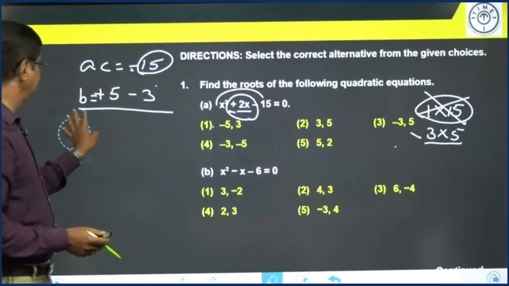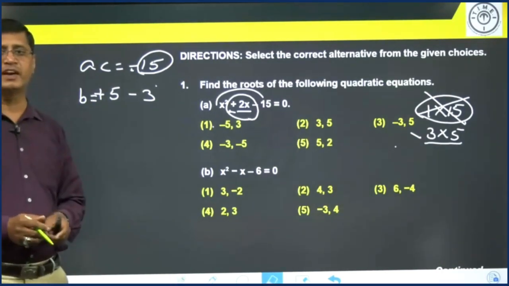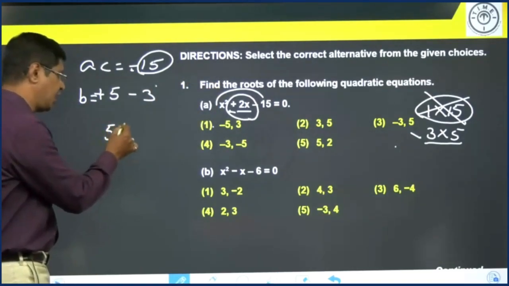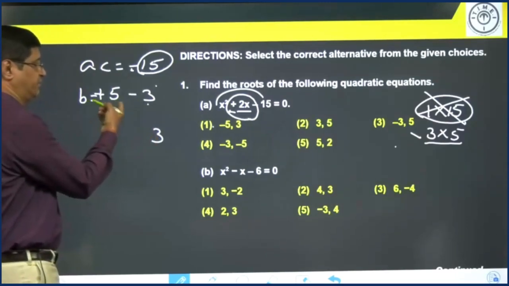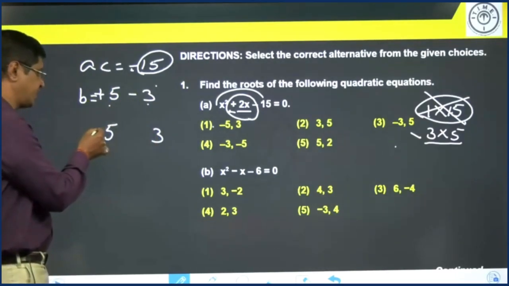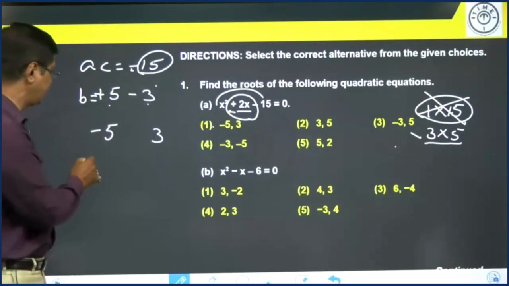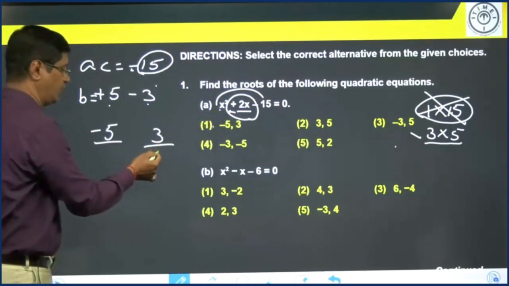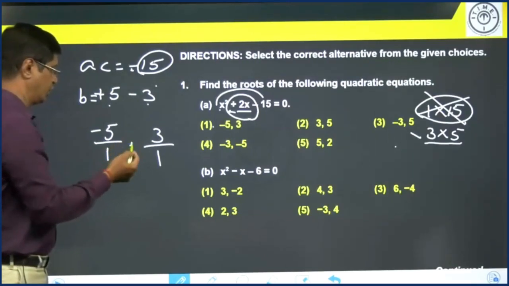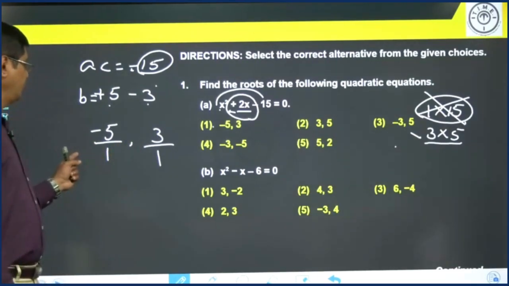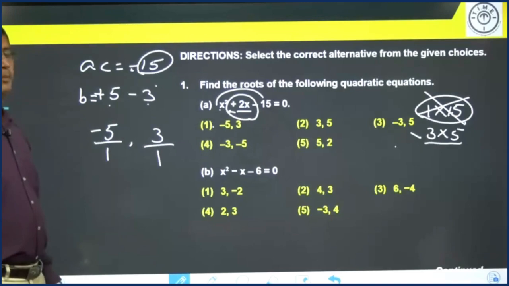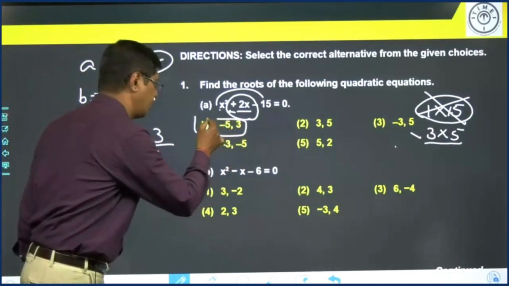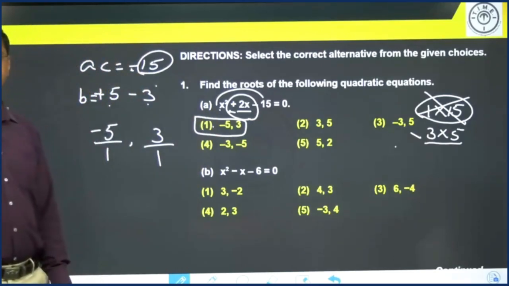Now, after finding the factors, what are the roots for the quadratic equation? Take the same factors with the opposite sign, and divide by the coefficient of x square. Coefficient of x square is 1. So the roots are minus 5 and plus 3. Minus 5 and plus 3, what is the right choice? Option number 1.